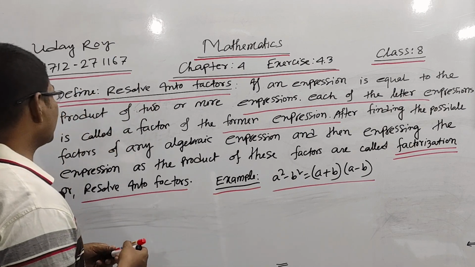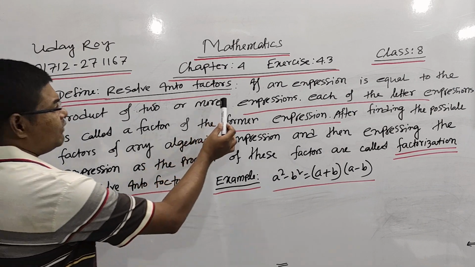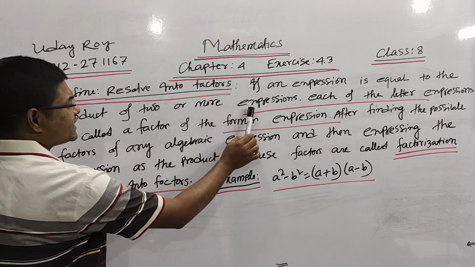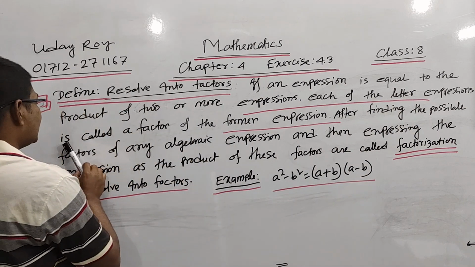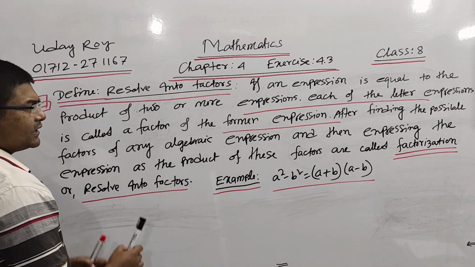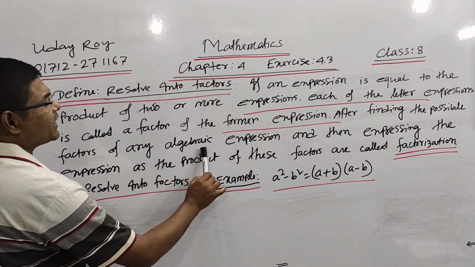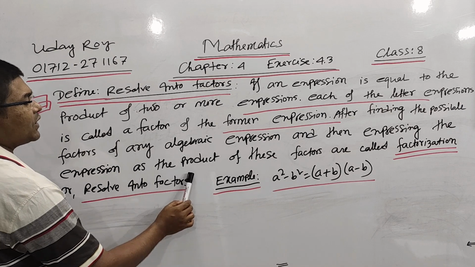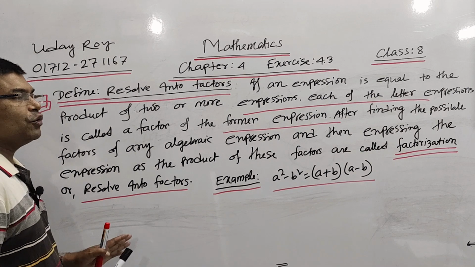You can see resolve into factors, or factorization. If an expression is equal to the product of two or more expressions, each of the latter expressions is called a factor of the former expression. After finding the possible factors of any algebraic expression and then expressing the expression as a product of these factors, it is called factorization or resolve into factors.